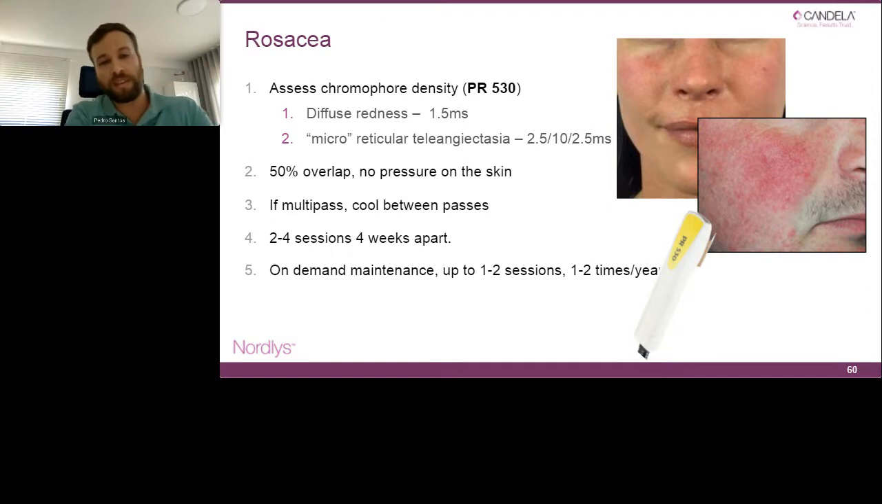Normally 2 to 4 sessions are needed, and we should set the treatments 4 weeks apart to have proper healing between sessions. We know that this condition is a chronic condition, and normally the patients will need some maintenance sessions, 1 to 2 sessions per year, to maintain the condition not only aesthetically good, but also symptom-free. Don't forget the symptom part.